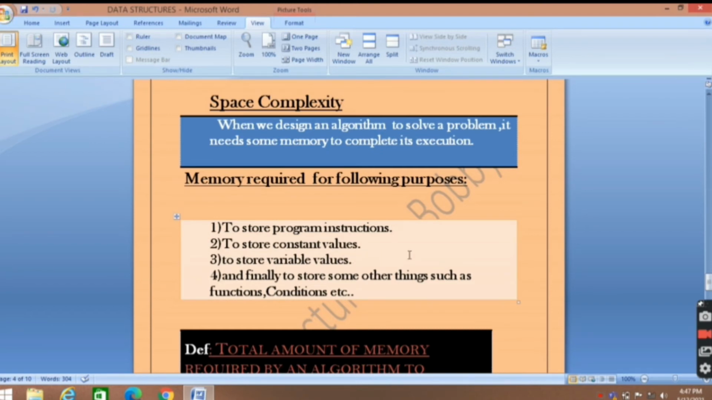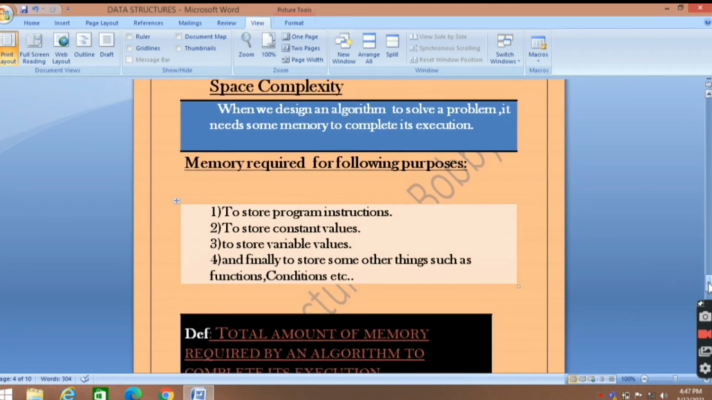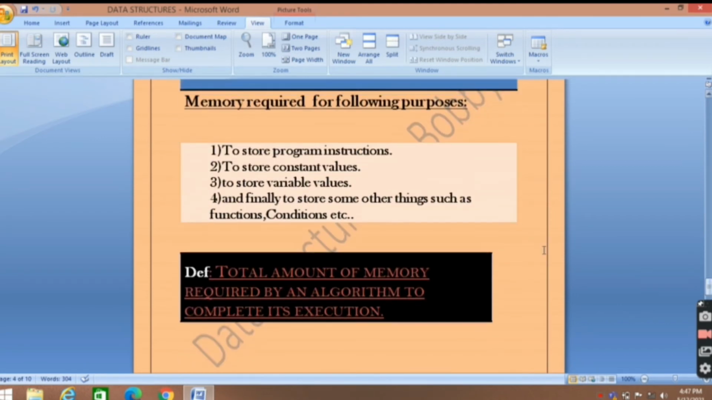We know that variable values will store the data according to their data types. According to their data types, the space will be allocated in the memory. And the last thing is to store some other things such as functions, conditions, and also function calls, etc. These will occupy space in the computer memory.